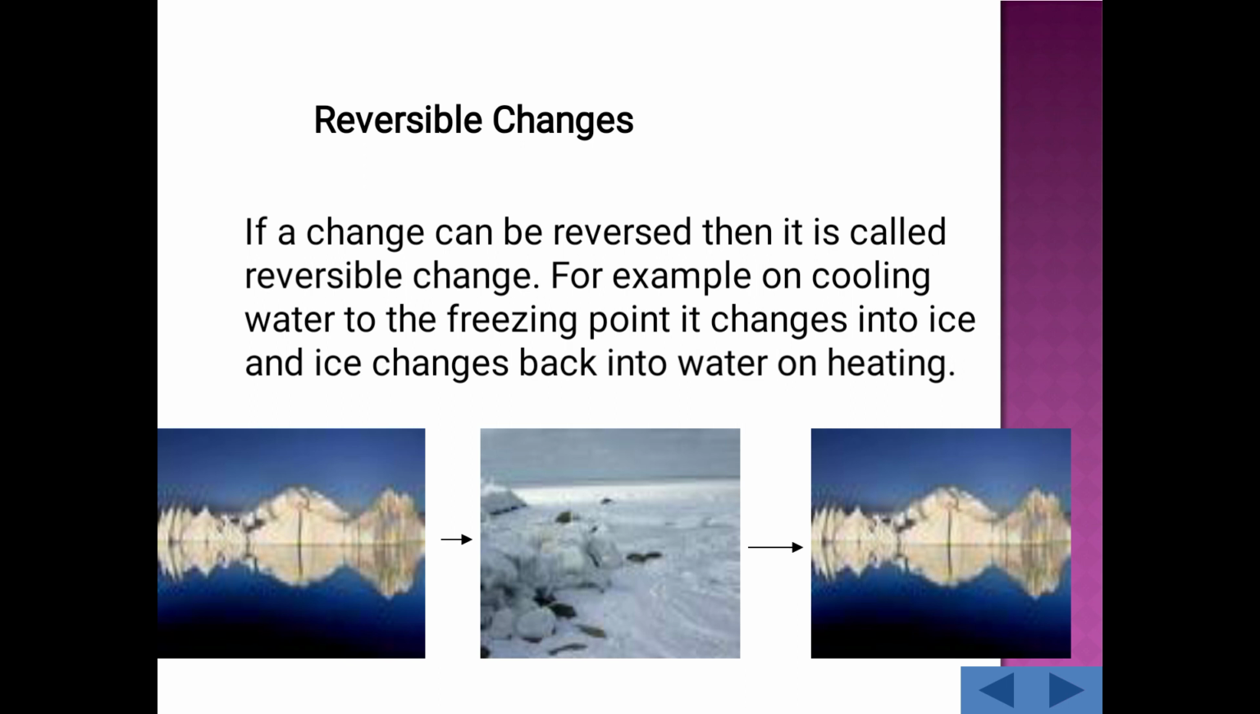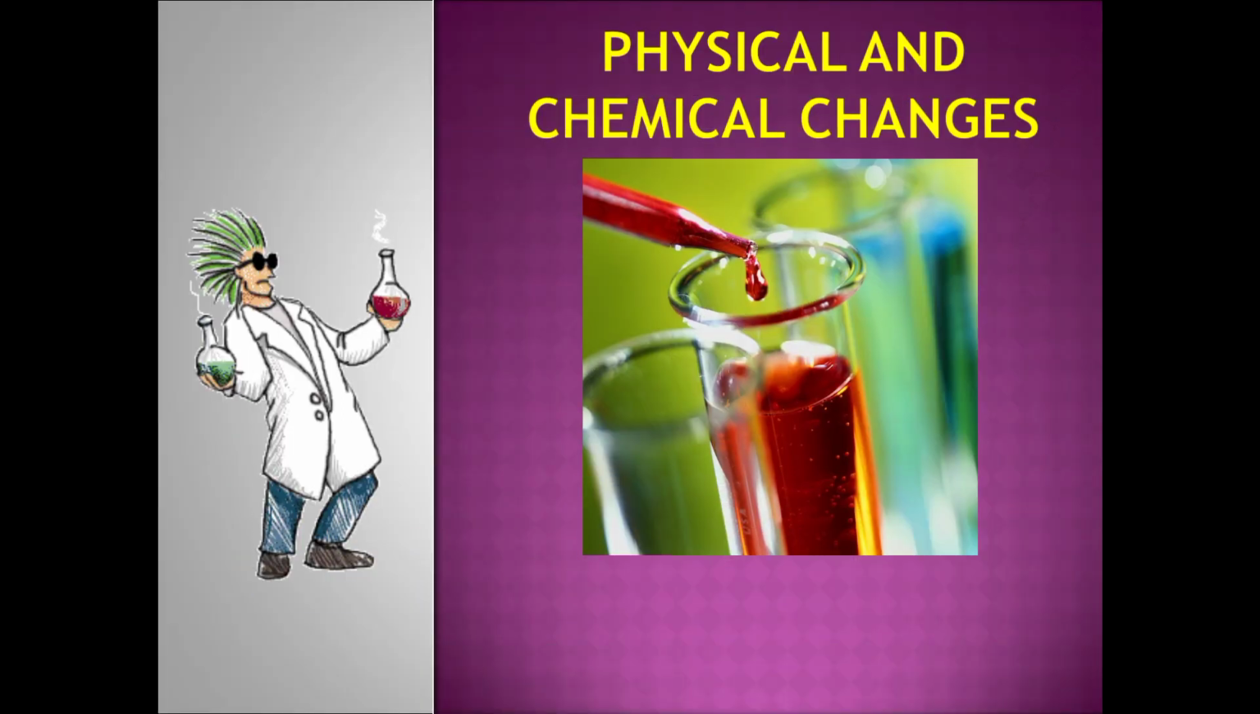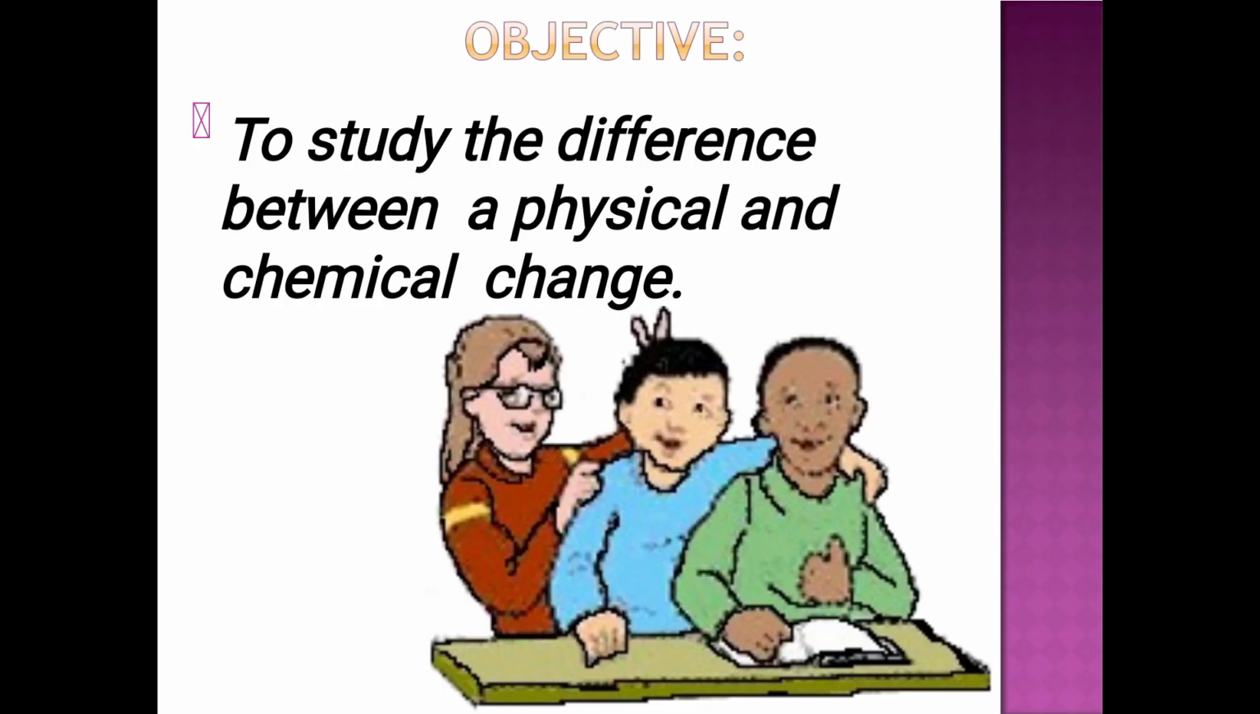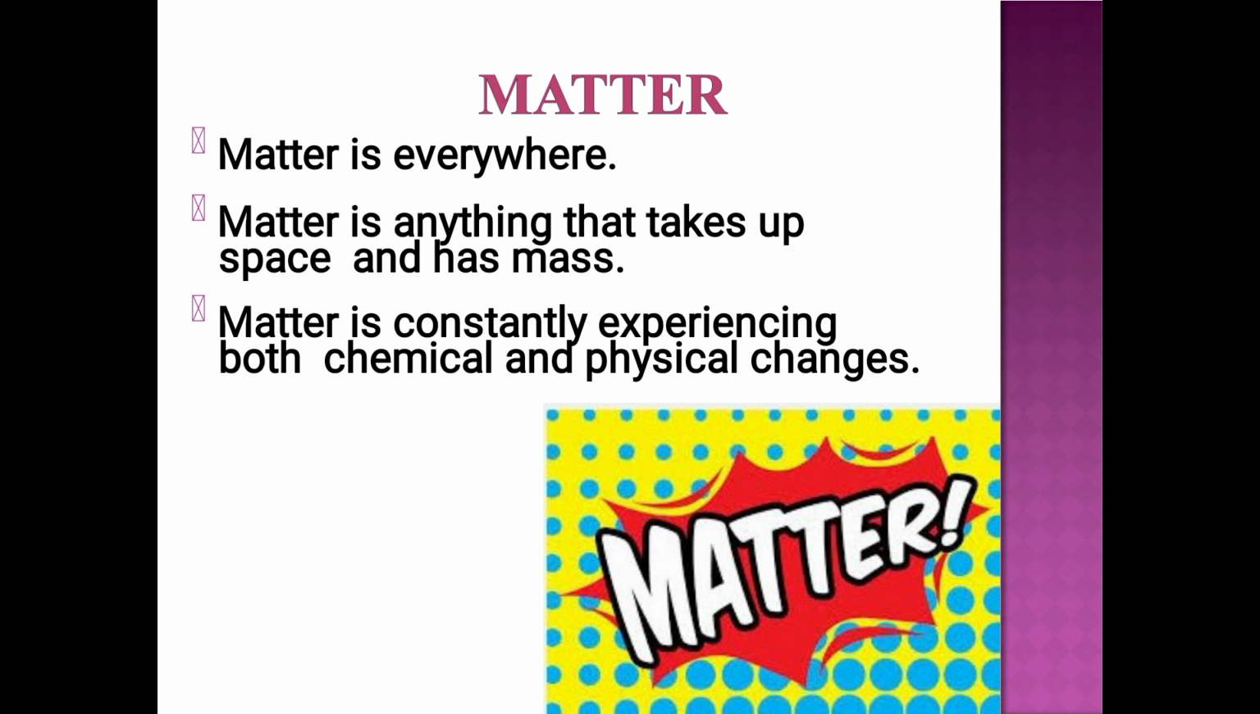Next is physical and chemical changes. We will study here the difference between a physical and chemical change. Before that, let's recall what is matter. Matter is everywhere. It is anything that takes up the space and has mass.